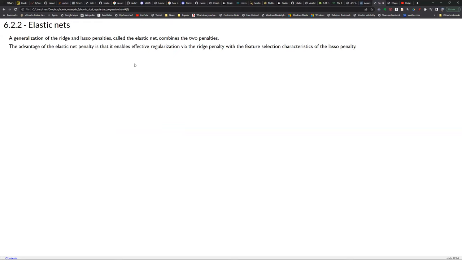And the advantage, of course, of this model is that it enables effective regularization via the ridge penalty with the feature selection characteristics of the lasso penalty. That's what I call the best of both worlds, right? We had the ridge, we had the lasso, and we can have a more robust model after tuning these two parameters. Remember, you're going to tune the lambda, and also in the elastic net, you are going to tune the proportion, how much we're going to get from the ridge and how much we're going to get from the lasso to minimize some objective function.